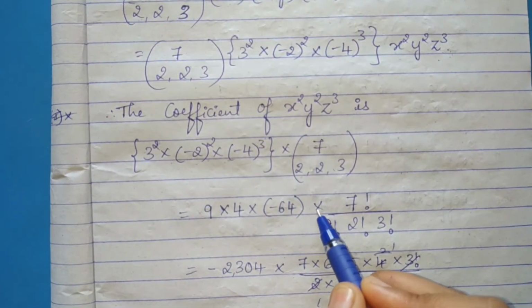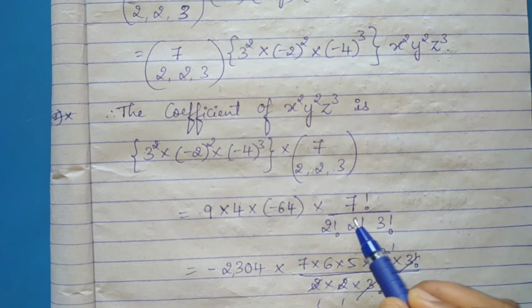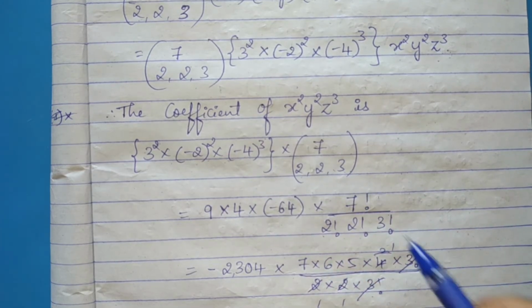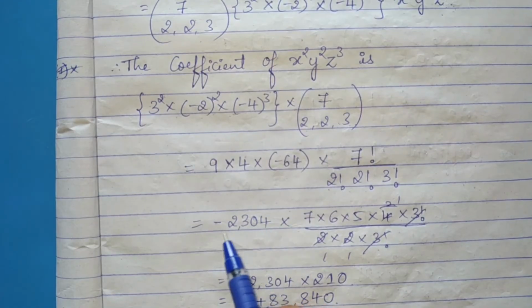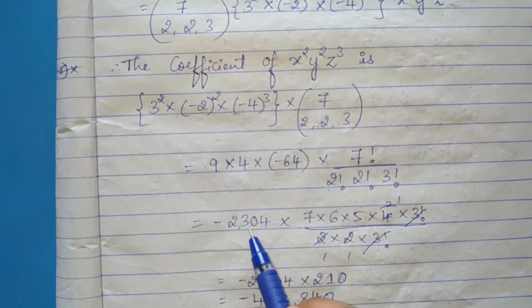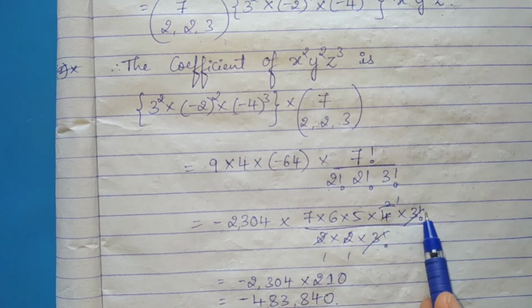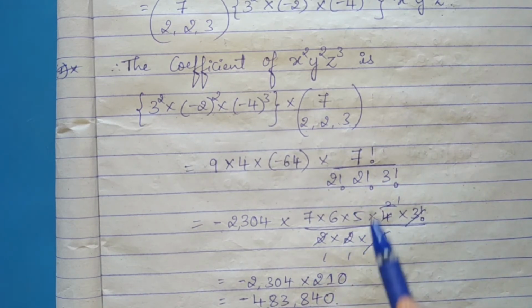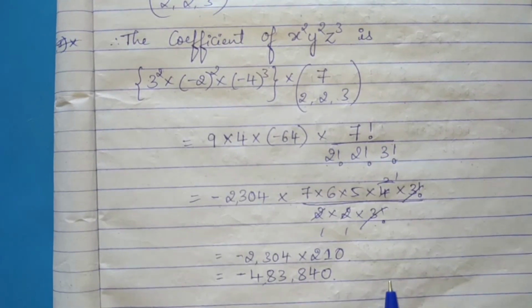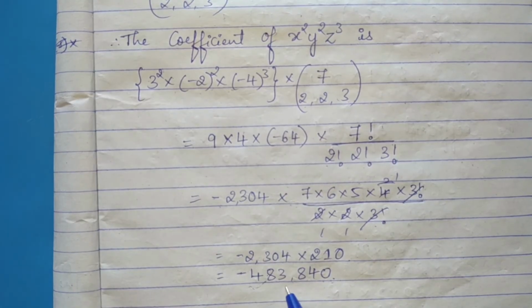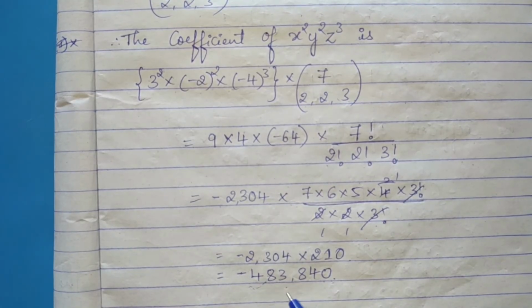So this can be expanded as 7 factorial divided by 2 factorial into 2 factorial into 3 factorial. So this is equal to minus 2304, and 7 factorial is this much divided by 2 factorial, 2 factorial, 3 factorial. So on multiplying you will get this. So this is what the coefficient of the term x square, y square, z cube. Okay.